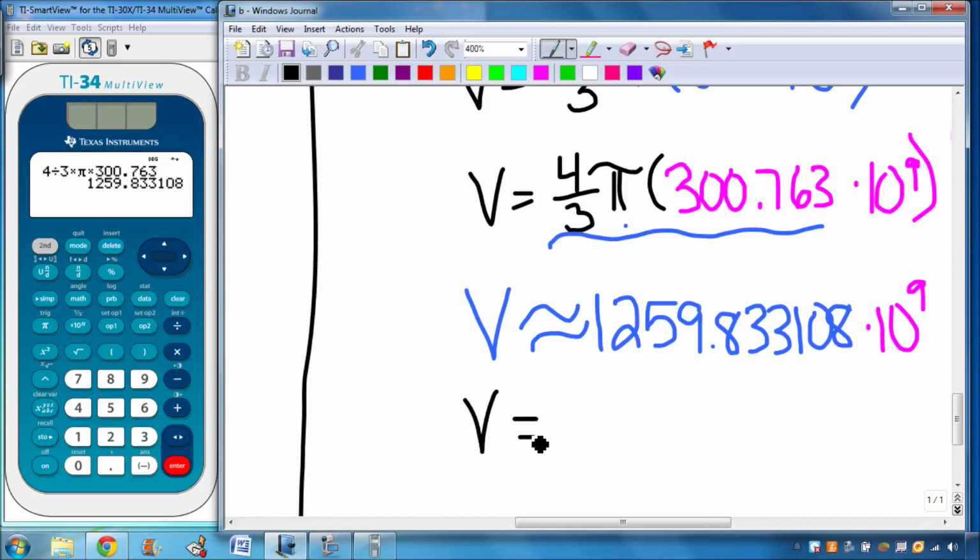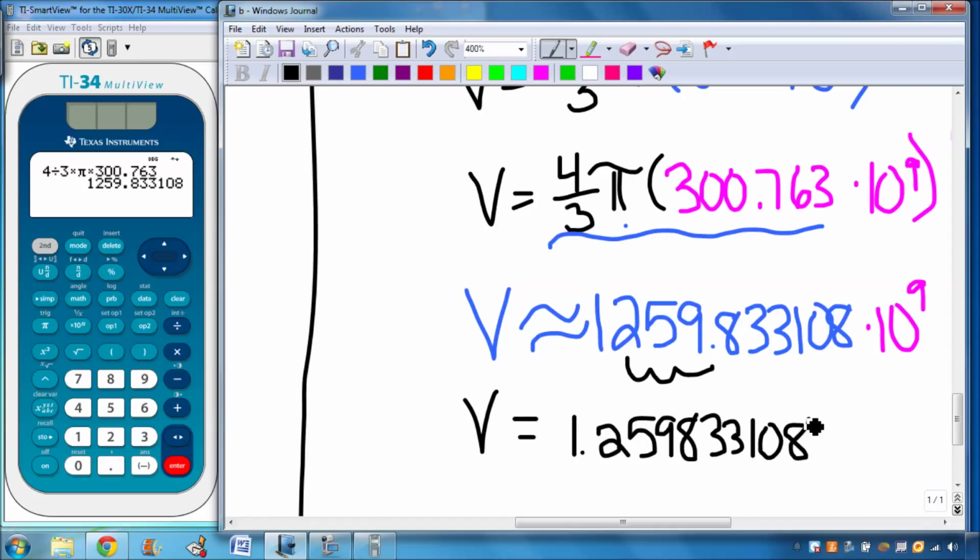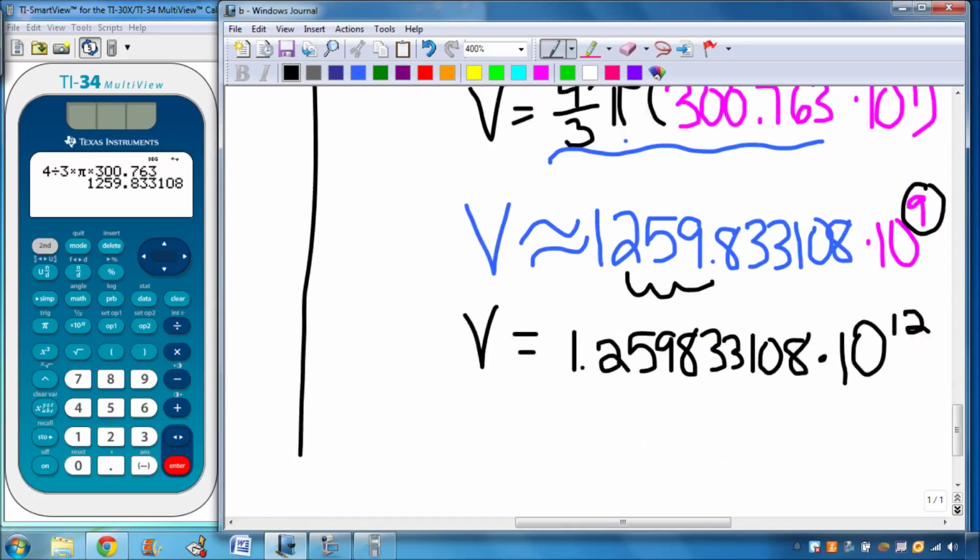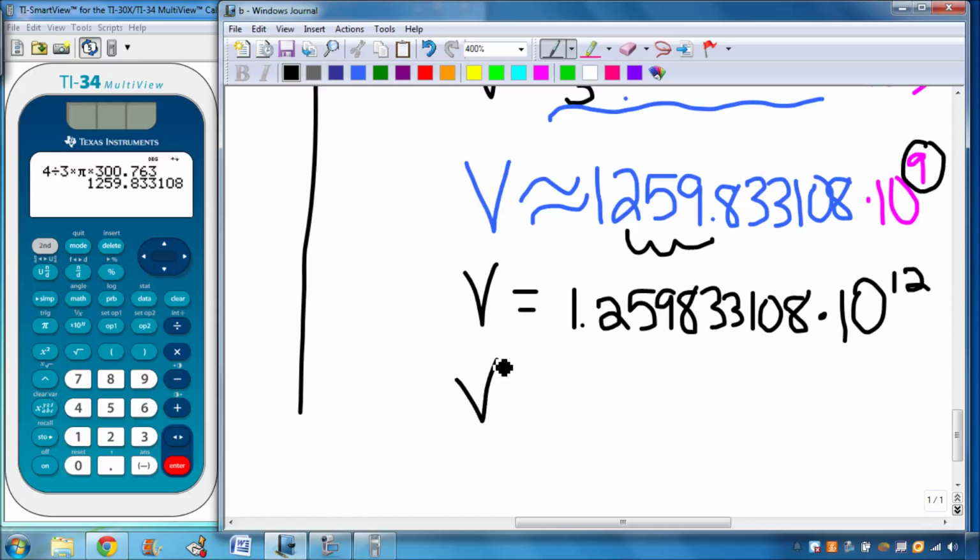Okay, so then I have to do my adjusting. So this becomes, move this over 3 times, 1.259833108. Since I moved it over 3 times, this 9 should become a 12 because 9 plus 3 is 12. And then same thing, the radius was given in tenths, so our answer needs to be written out in tenths. So here's my tenths digit. What comes after it is a 5 and above, give it a shove. So you get 1.3 times 10 to the 12th power units cubed.